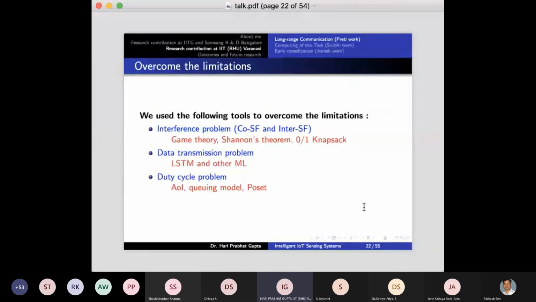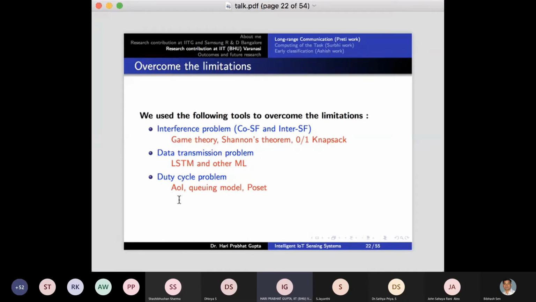What we are doing is using game theory and the Shannon theorem for the interference problem, and the 0-1 knapsack problem. For data compression, we use LSTM and other machine learning techniques, but we also consider the LoRa properties, that means the packet size, the bit rate, and other things while compressing the data. And while considering the duty cycle, we consider the age of information.